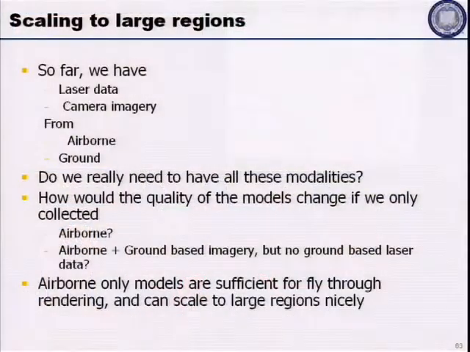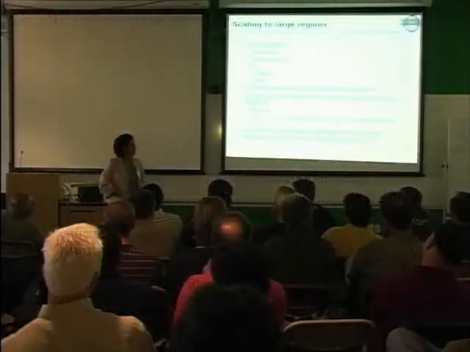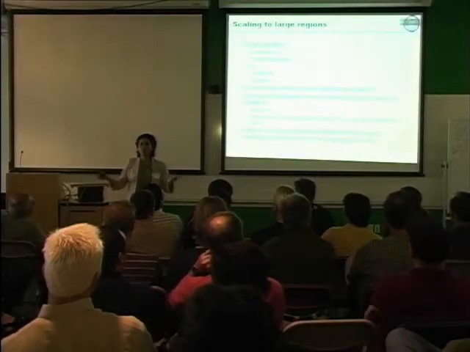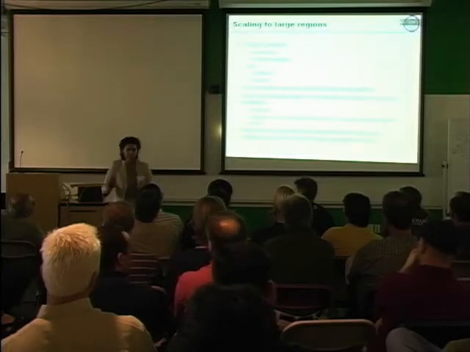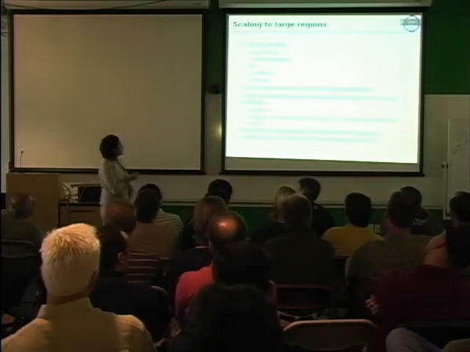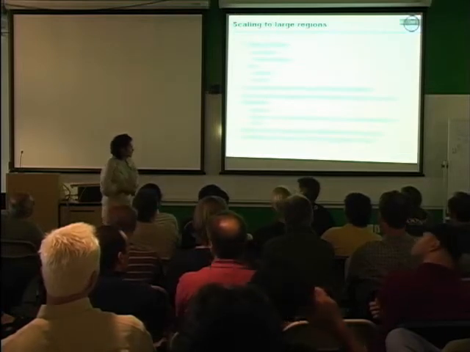So scaling to large regions, so far we've used laser data and camera imagery, both from airborne and ground. And I can't stop wondering whether we could have simplified our life if we just didn't have ground-based laser scan, for example. Or how would our models look if we just had airborne laser and camera? And that would scale very nicely, because when you go up in the air, take one picture and it covers a huge area. Or if you can take even a video camera up on the helicopter and it covers a huge area. So if your goal is just to have fly-throughs and you don't really want to land on the ground and see what's going on at the street levels, then the airborne-only models can look very nice.